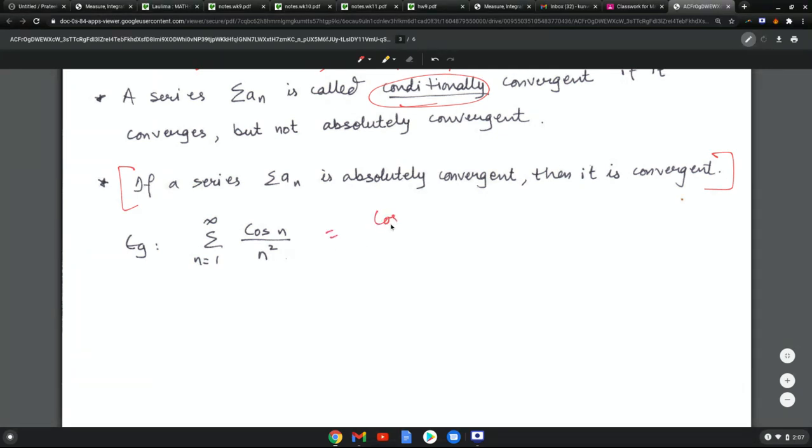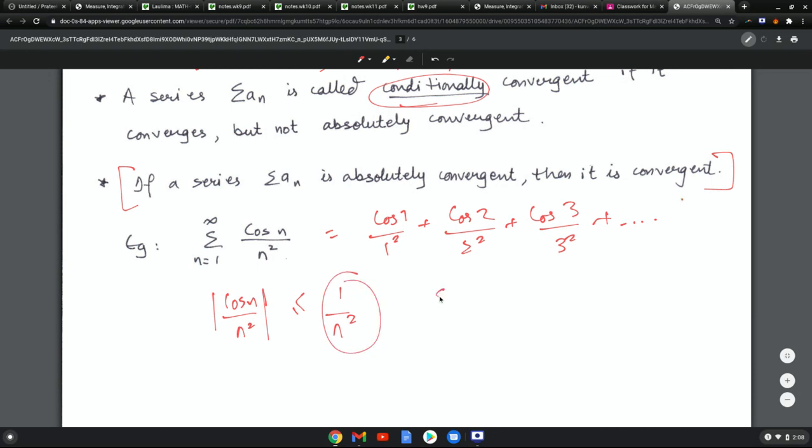Now, what is this? This is cosine 1 over 1 squared, cosine 2 over 2 squared, cosine 3 over 3 squared, and so on. Because the cosine function is positive and negative sometimes, it can have positive and negative values. What we do know is that the absolute value of cosine n over n squared is going to be less than 1 over n squared. Why? Because the absolute value of cosine is bounded at 1.